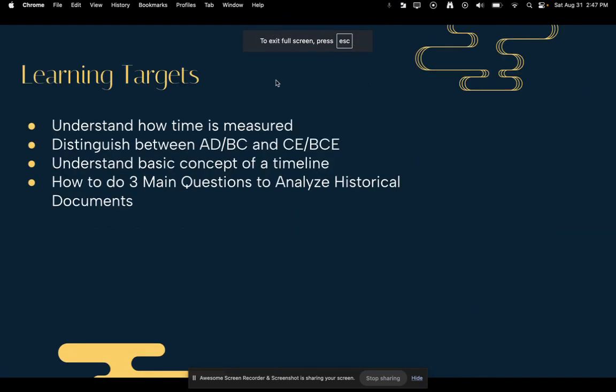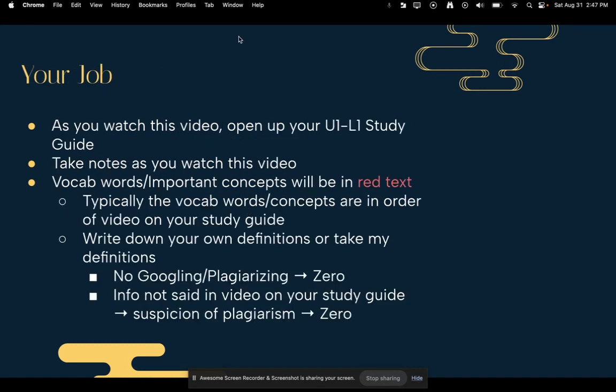So your learning targets: understand how time is measured, distinguish between AD, BC, and CE, BCE, understand the basic concept of a timeline, and how to do the three main questions to analyze historical documents. So your job, you will get used to this really fast because I do a lot of Edpuzzles. But I'm going to walk you through what you need to do today.